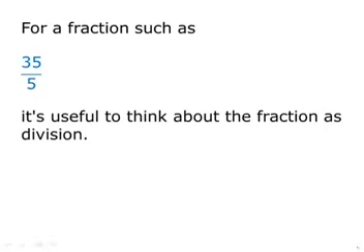For a fraction such as 35 over 5, it's useful to think about the fraction as division because that division we can actually perform. 35 divided by 5 equals 7. Notice that 35 over 5, in every way, is an equivalent way to write the number 7. When we write 35 over 5, we are writing the number 7 in kind of a hidden form.